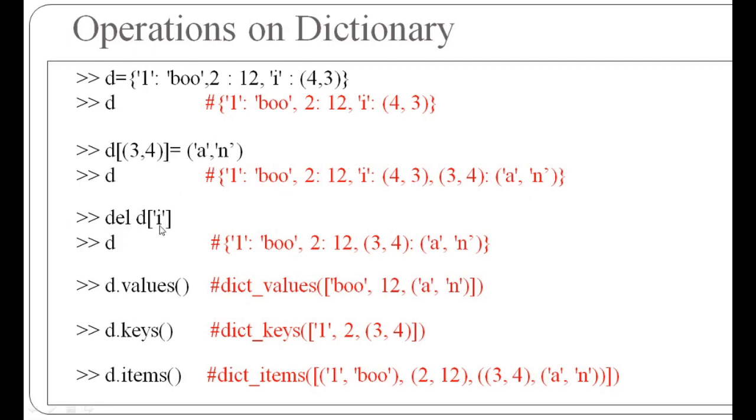Now I am deleting this D of I. That means in the dictionary the ith element, that is the element with the key value I and the corresponding value, are deleted. We have just seen D dot values display all the values, D dot keys display all the keys, and I can just give D dot items where all the items will be displayed like this.